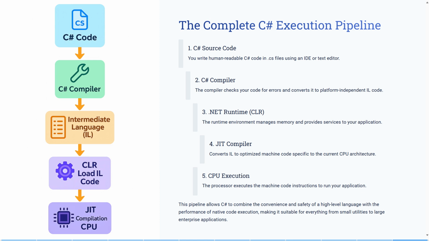Let's do a lightning-fast recap. You write your C# code, then the compiler converts it into IL code, a cross-platform bytecode. When you run the app, the CLR loads the IL code. The runtime prepares your code. The just-in-time compiler translates IL code into native machine instructions. And finally, your CPU runs the optimized machine code.